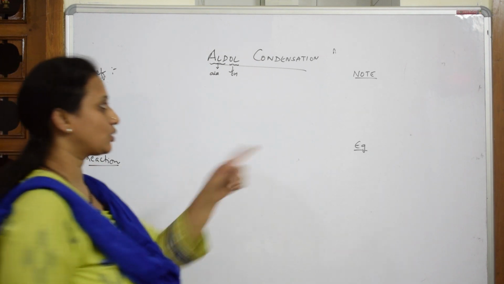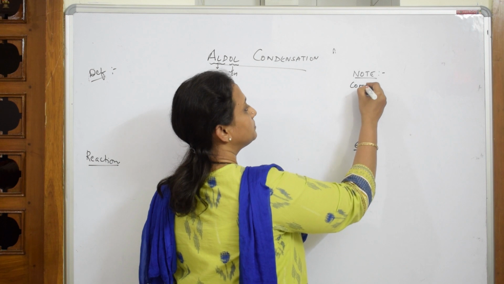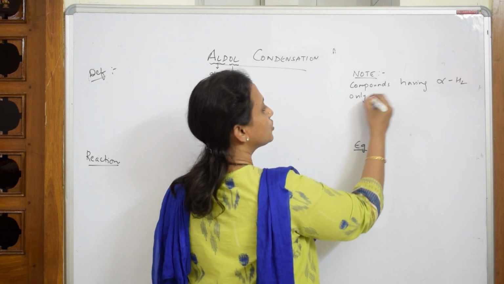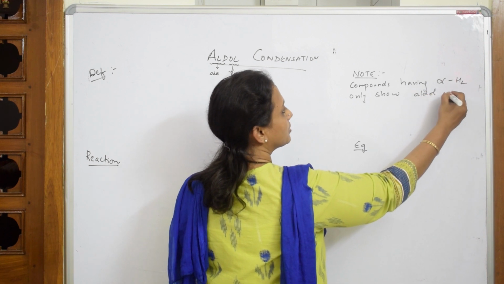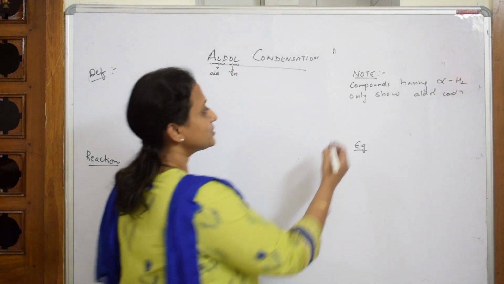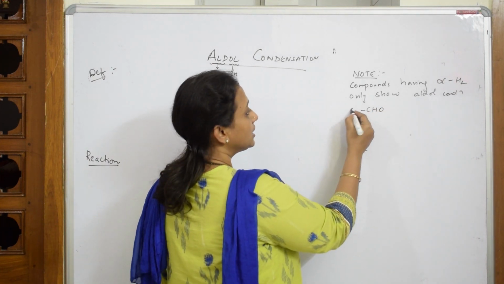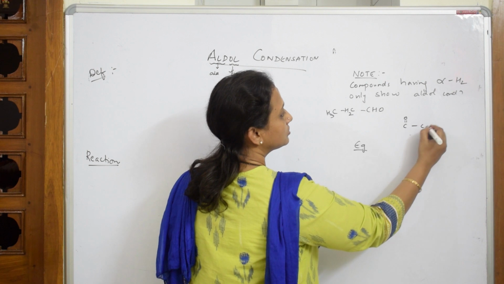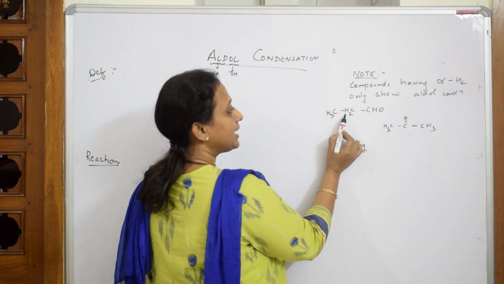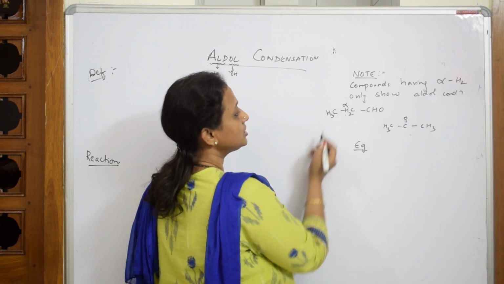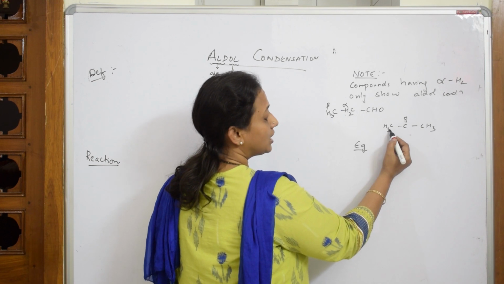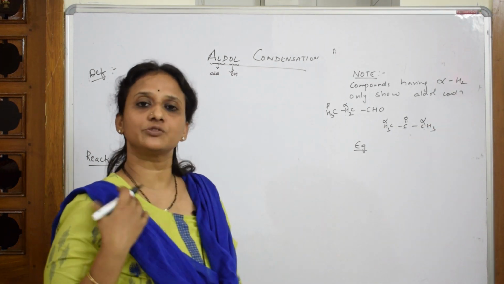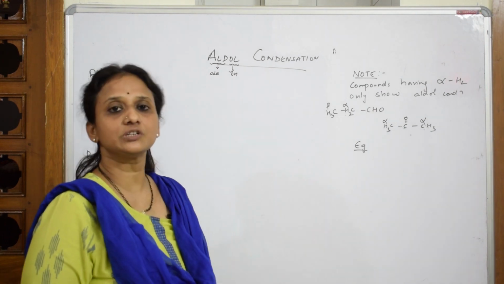For aldol condensation, the basic requirement is that only compounds having alpha hydrogen show aldol condensation. This is the first important thing the examiner expects you to write. What is alpha hydrogen? Suppose I take a compound, this is your functional group, aldehyde. One more thing, I'm going to write a ketone. Now observe carefully. The hydrogen which is adjacent to the functional group is called alpha hydrogen. Adjacent to that is beta. So adjacent hydrogens are alpha, other than that they're beta. Such compounds will show aldol condensation.